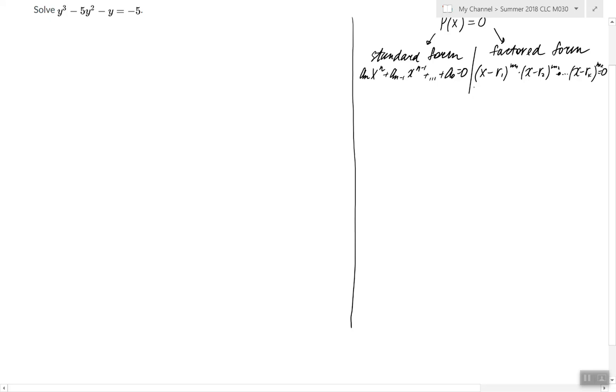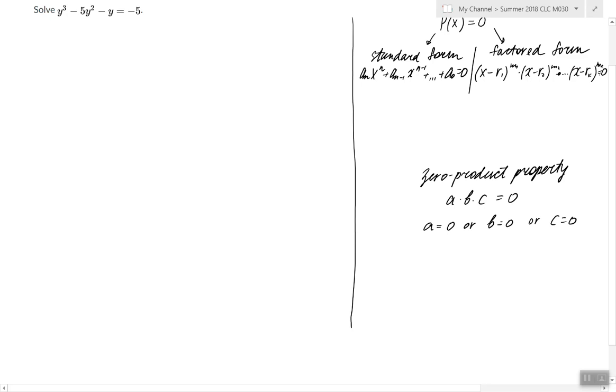Now, the way we solve polynomial equations, we really don't have an option but to write it in factored form first and then apply the zero product property. So what does the zero product property suggest? The zero product property of multiplication says if you have a product of multiple factors equal to 0, that means one of them has to be equal to 0, at least one.